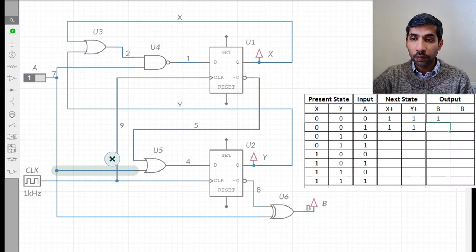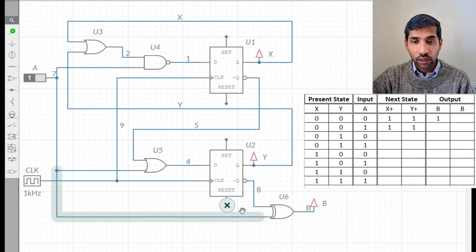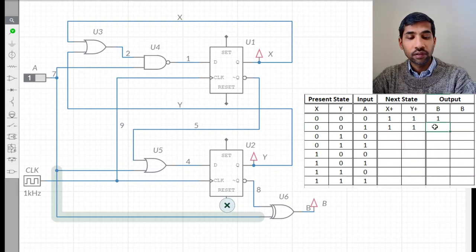What about the output? If you want to get the output, you need to find out the inputs to this XOR gate, and the inputs are going to be 1 here and a 1 here. So 1 and 1 gives you a 0 for an XOR. So you get an output of 0.